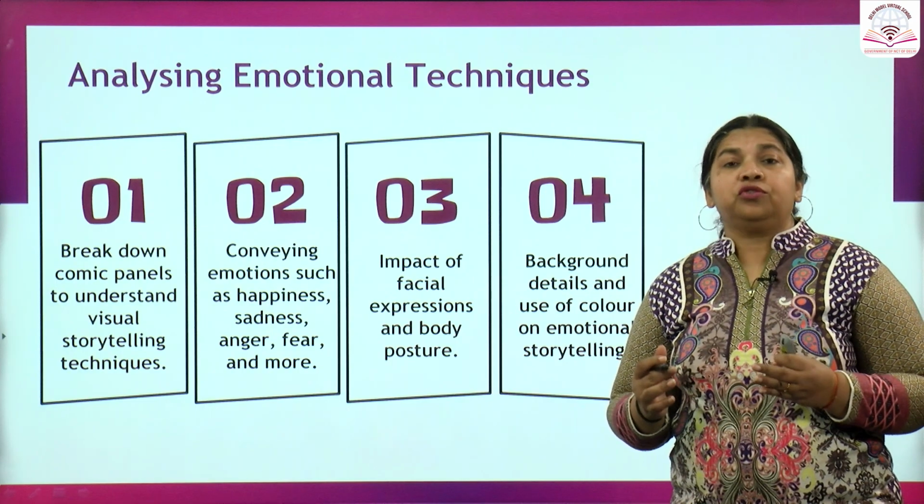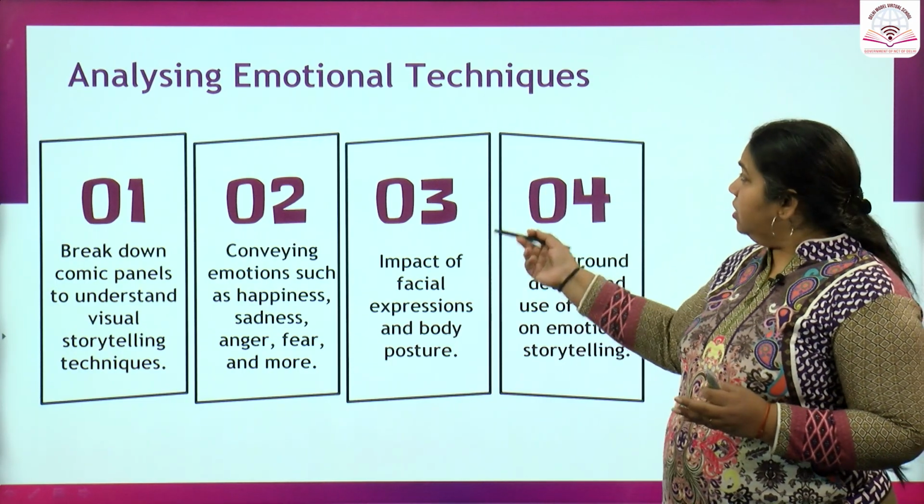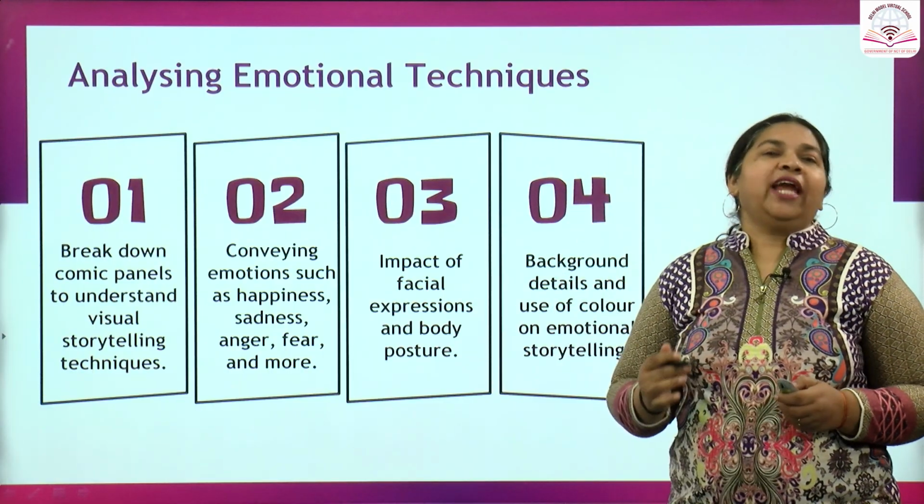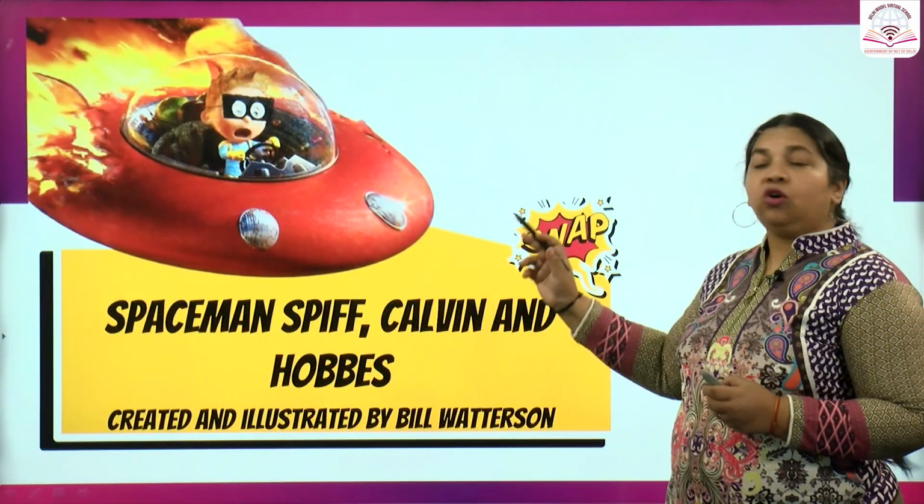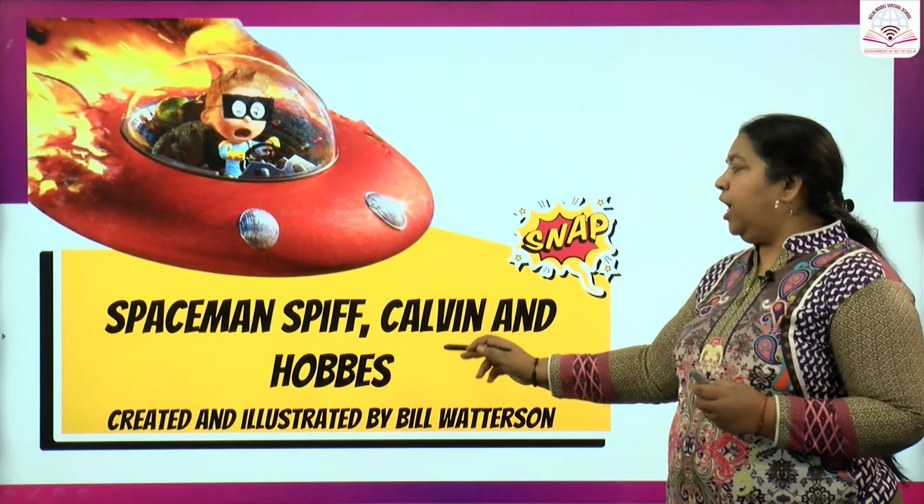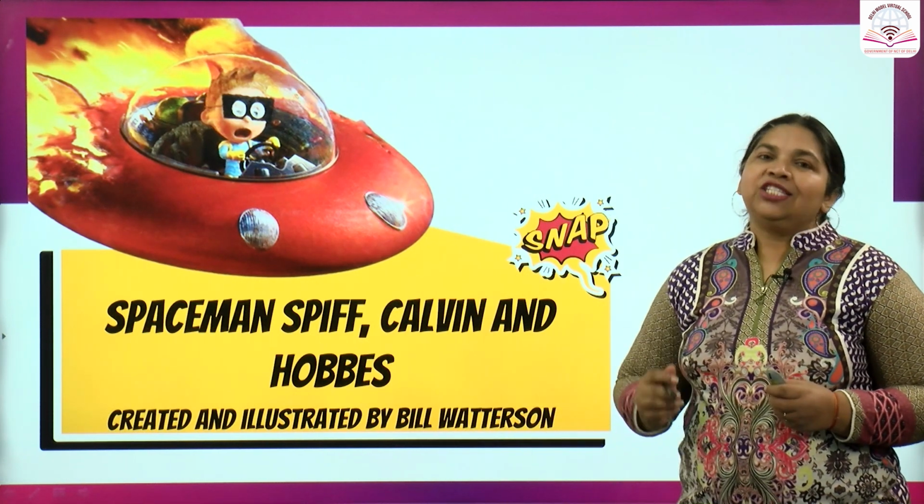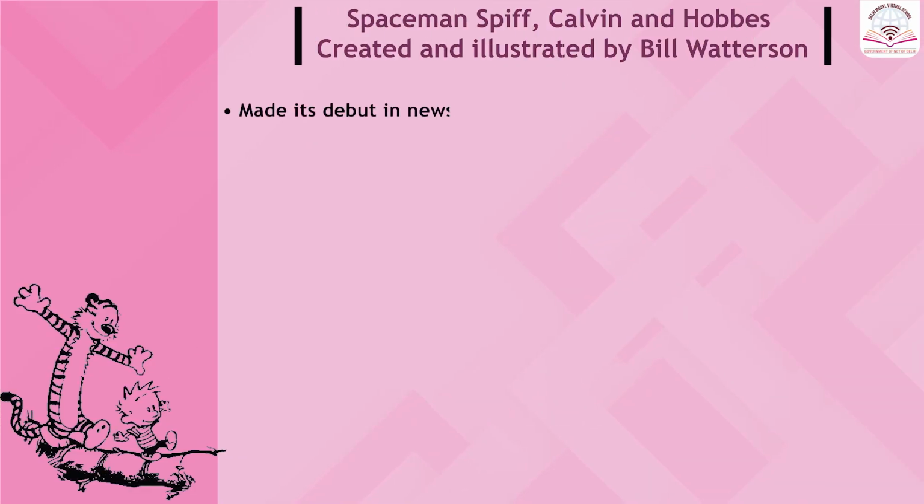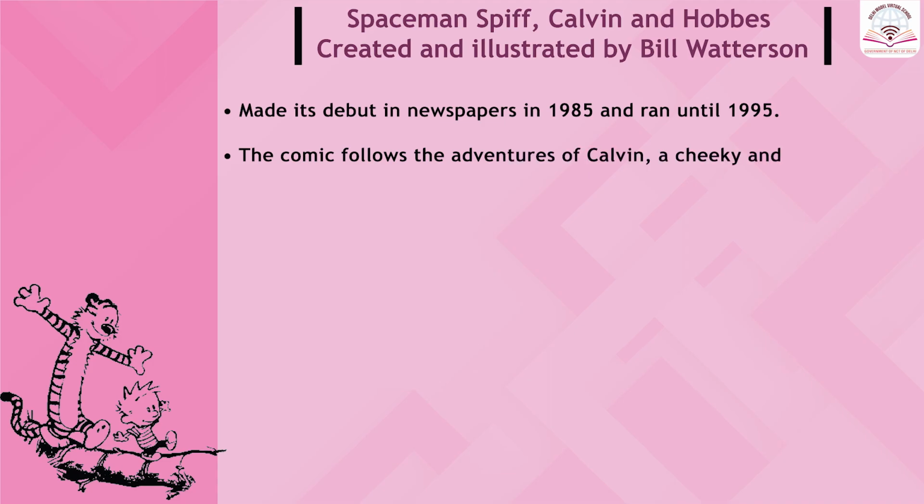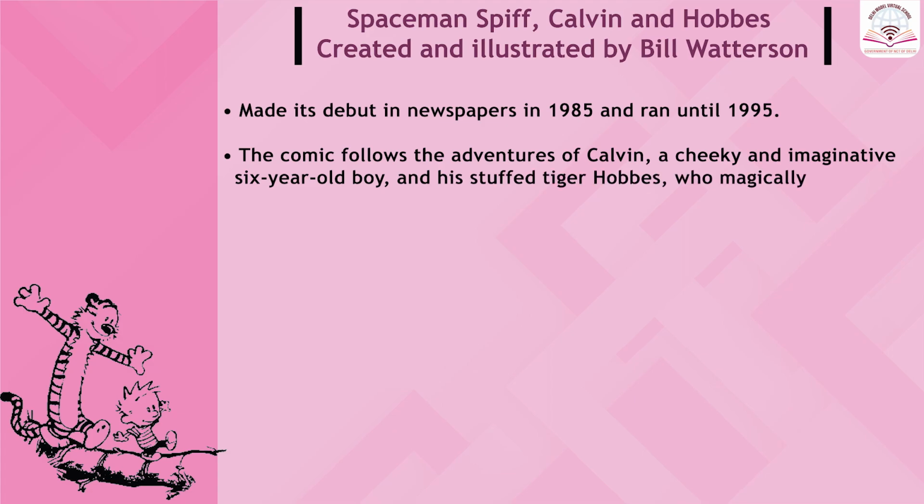Now that we have understood all the 4 steps of analyzing emotional techniques, let's look at one example. This is a comic, Spaceman Spiff, Calvin and Hobbes. It was created and illustrated by Bill Watterson. Let's know something more about it. This comic made its debut in newspapers in 1985 and ran until 1995. The comic follows the adventures of Calvin, a cheeky and imaginative 6-year-old boy, and his stuffed tiger Hobbes, who magically comes to life in Calvin's vivid imagination.